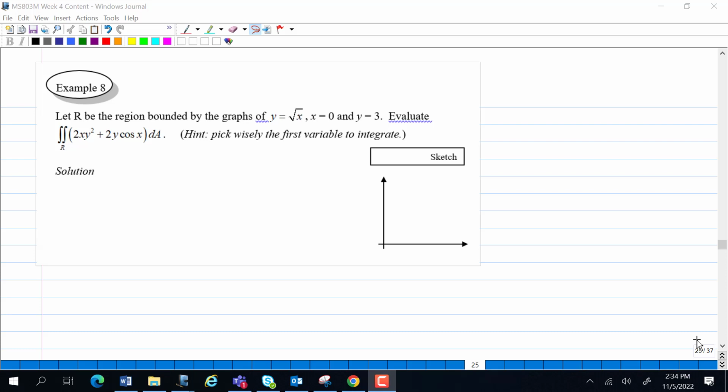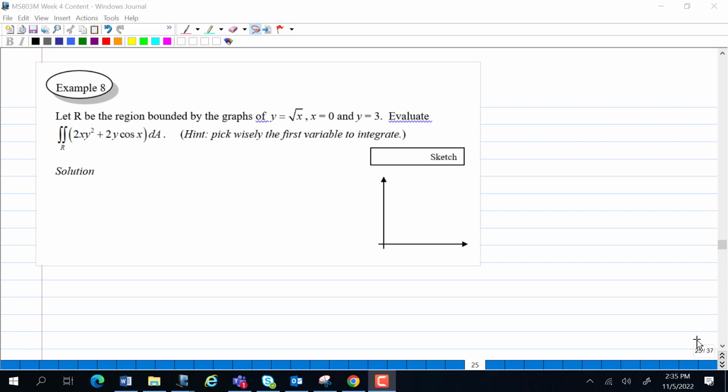This is example 8. Let R be the region bounded by the graph of y equal to square root of x, x equal to 0, and y equal to 3. Evaluate the double integral over R of 2xy squared plus 2y cosine x dA.